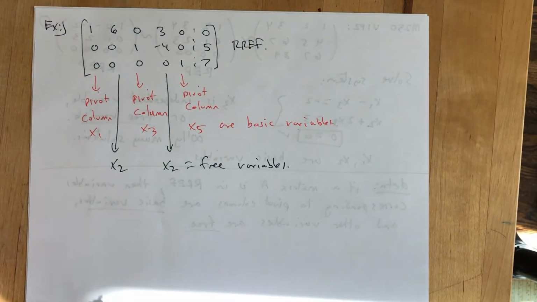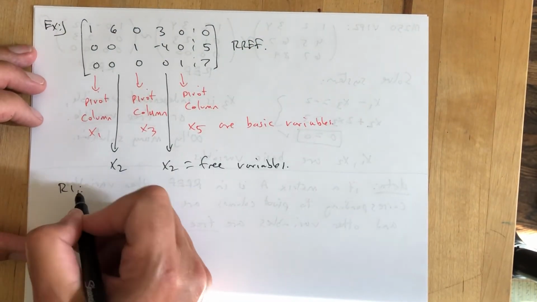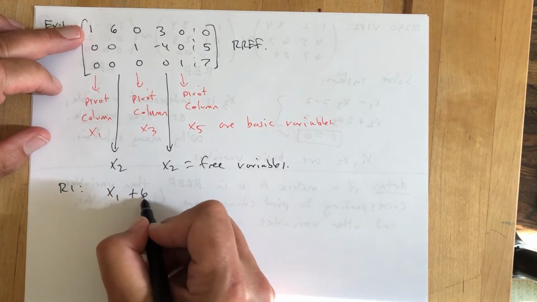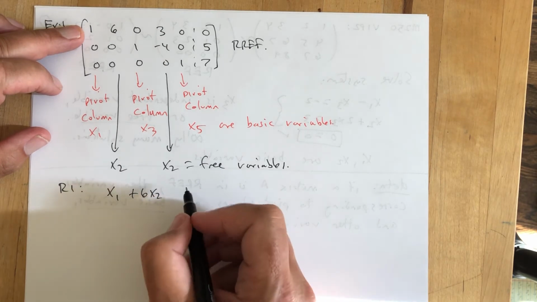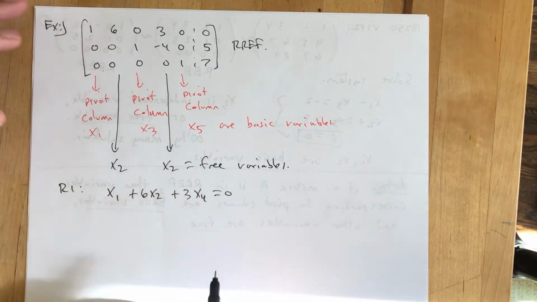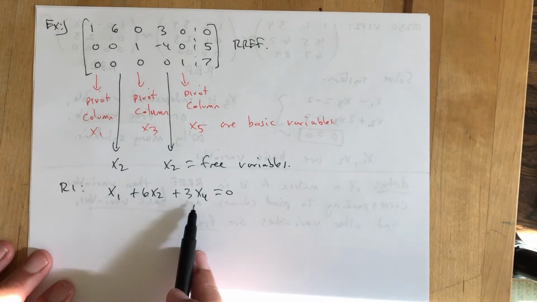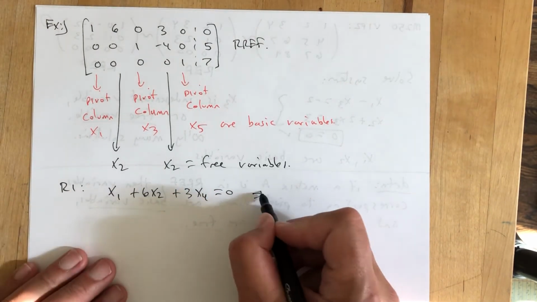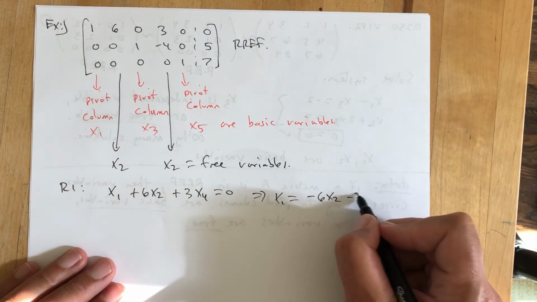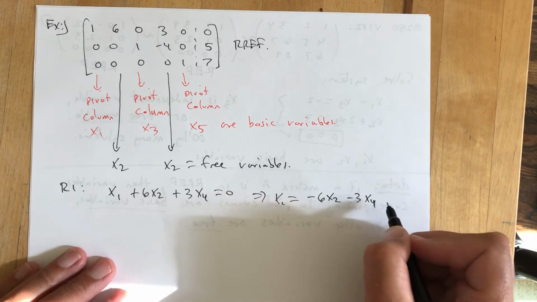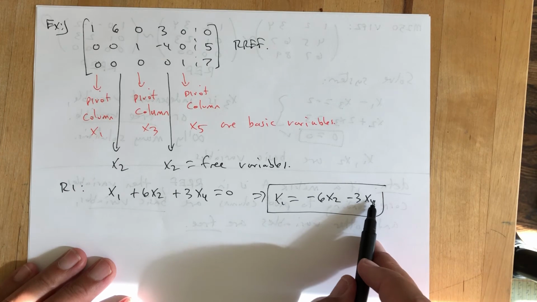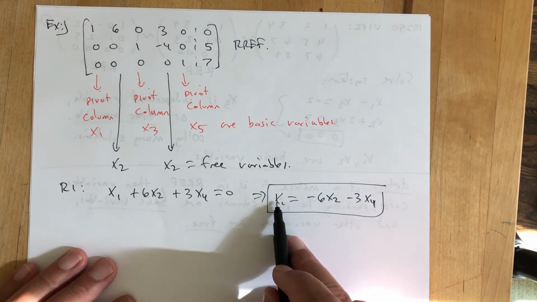Okay. So let's look at row 1 here. Row 1 says x1 plus 6x2 plus 3x4 equals 0. Right? Well, x2 and x4 are free variables, so this one says that x1 is minus 6x2 minus 3x4. And there's a dependency, right? You choose x2 and x4, put it into this equation, and you figure out what x1 is. Okay.